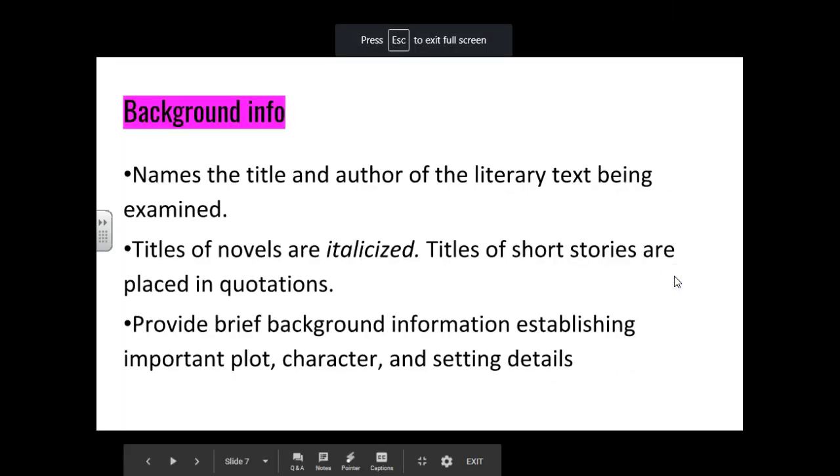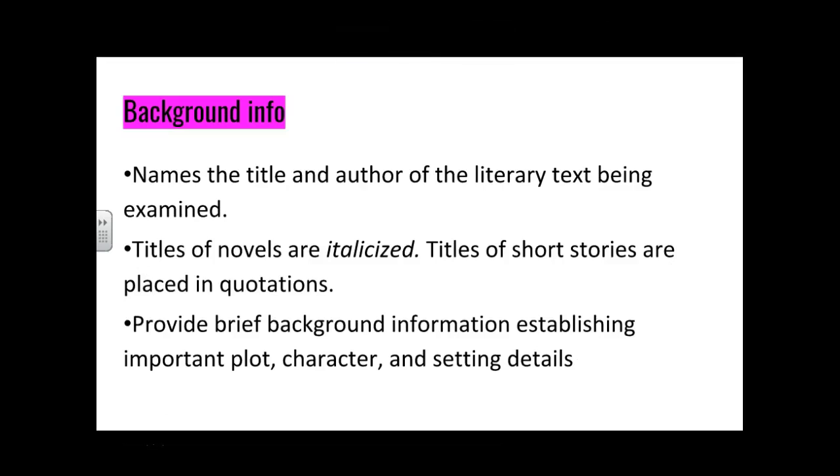After the hook, we have the background information. Remember, the background information is the names, the title, and the author of the literary text being examined. Titles of novels are always italicized in MLA format. So not underlined, no air quotes, italicized for novel names. Titles of short stories are placed in quotations. If we ever get to essays with that, I'll let you guys know. So remember, at this point, you're going to provide brief background information establishing important plot, character, and setting details.